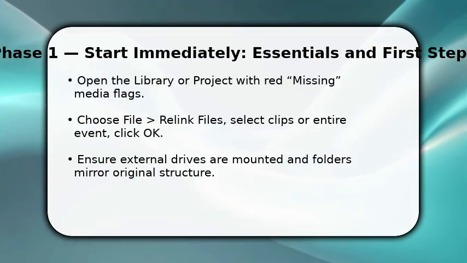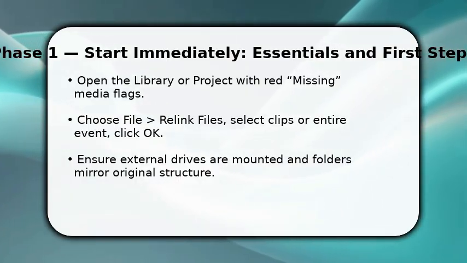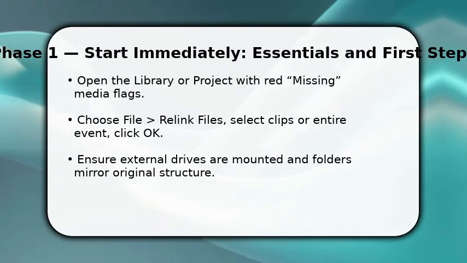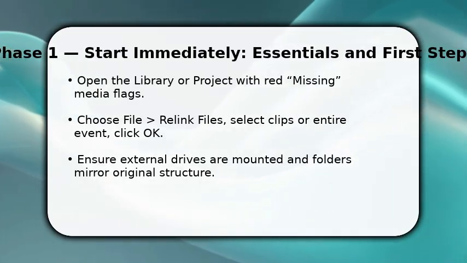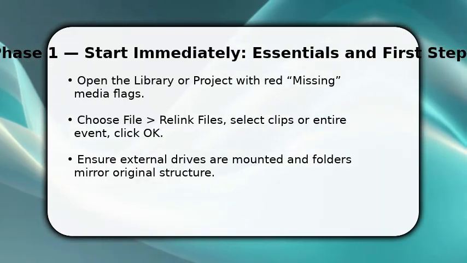You begin inside Final Cut Pro with the project open and missing clips visible. First, select the library, event, or specific clips you want to relink. This scopes the process so you don't relink everything. Then choose File, Relink Files, and confirm the selection.